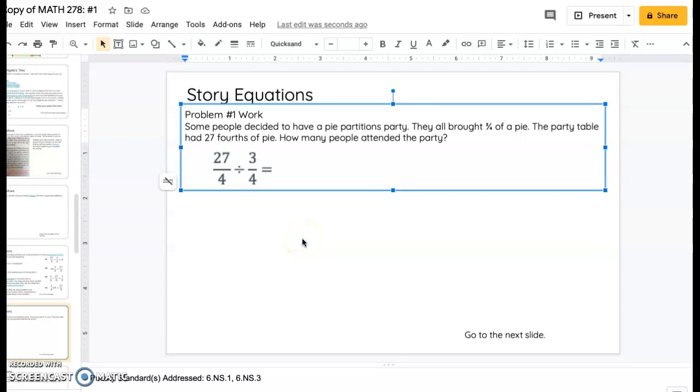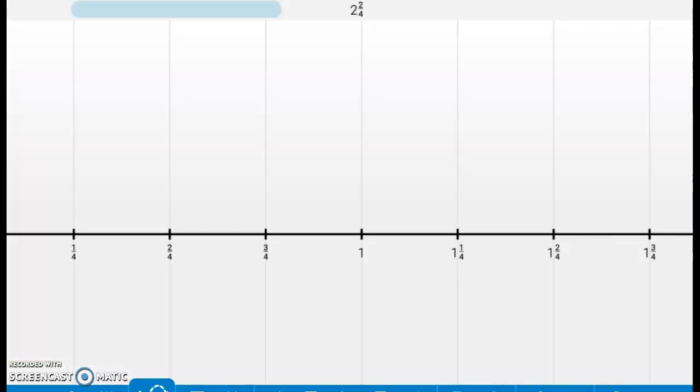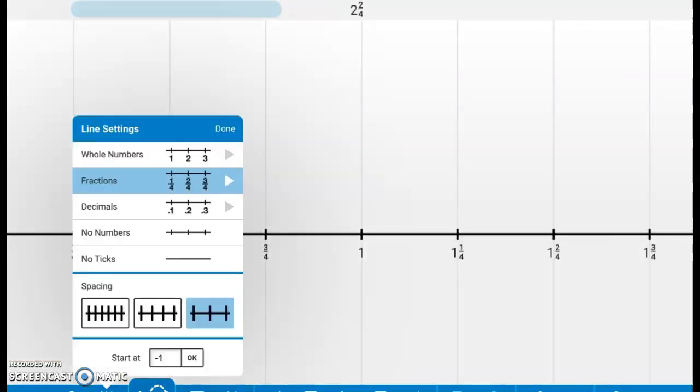Some people decided to have a party, a pie partitions party. They all brought 3/4 of a pie. The party table had 27/4 of a pie. How many people attended the party? So now we're going to move on to our number line.